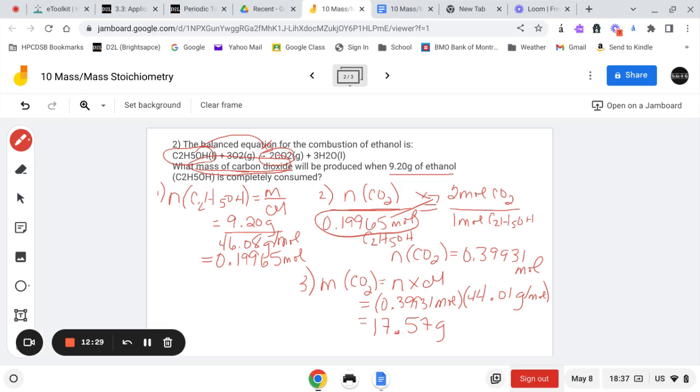Okay, so it's always these same 3 steps, and then it's up to you. You've got to find what mass did they give you, which substance. You calculate the moles of it. Then you set up your mole ratio right here with whatever unknown they're asking you for. And then lastly, you calculate the mass of the substance that they're asking for.